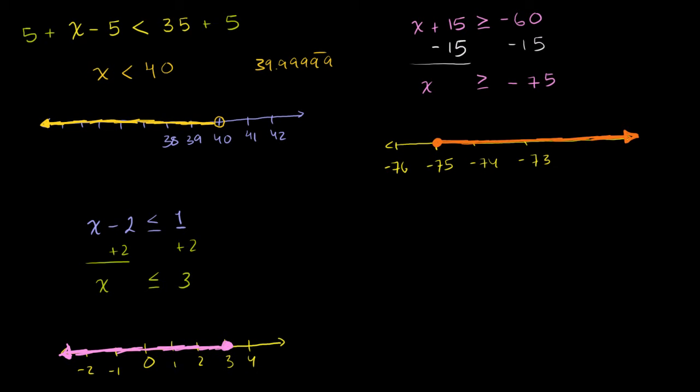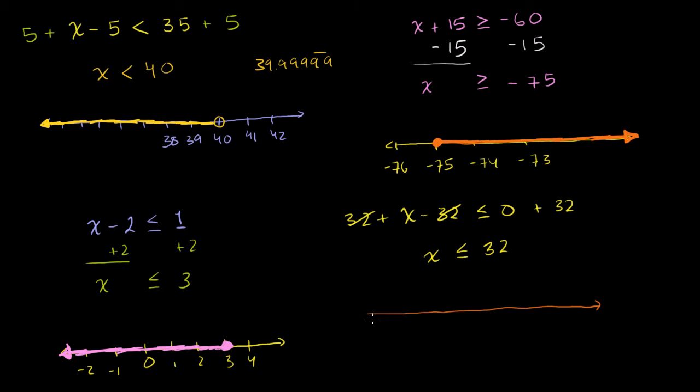Let's do one more. Let's say we have x minus 32 is less than or equal to 0. Same drill as before. Let's add 32 to both sides of this equation. The left-hand side just becomes x, and then the right-hand side is less than or equal to 32. Pretty straightforward.